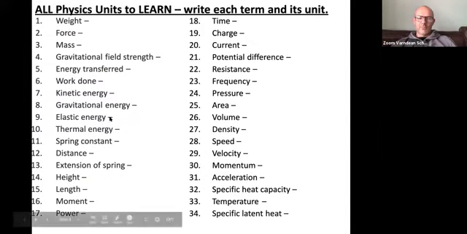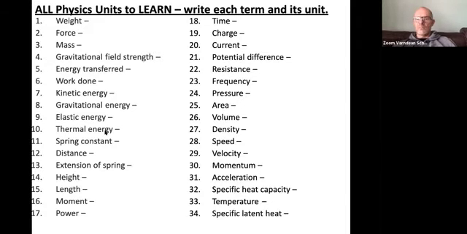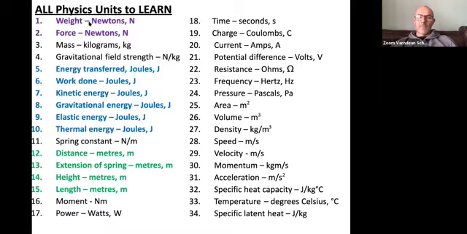So for example, distance, extension, height, length, they are all measured in meters. And we knew that already. Everyone knew that in science. And anything with energy at the end, so kinetic energy, gravitational energy, elastic energy, thermal energy, all of those, they're all measured in joules. It's really helpful to you to have a clear idea of some of these important units.